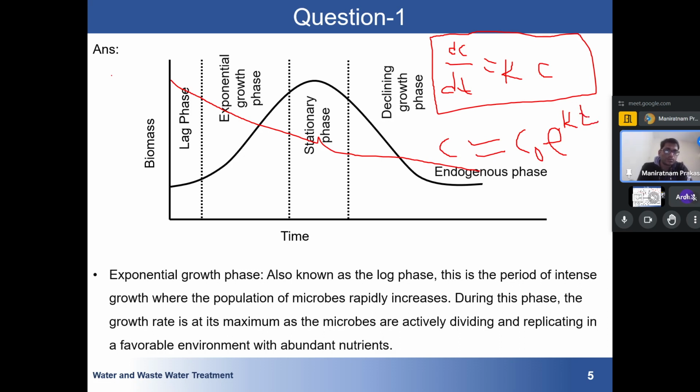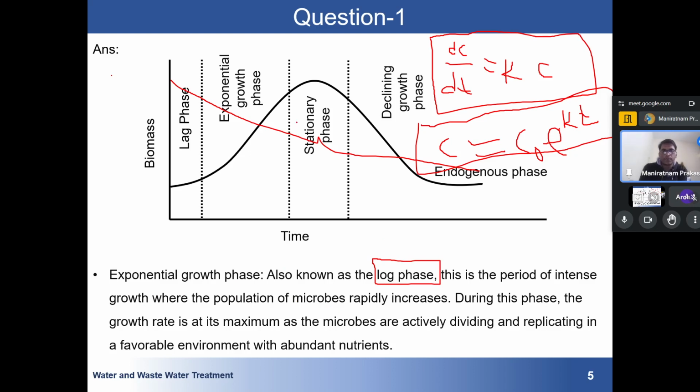Okay, this is the final equation that we can get. If you plot it by taking ln on both sides, you will get this kind of plot. That's why this is known as the log phase. Now, there can be a question about which phase is which, as both names, exponential growth phase and log phase, are used interchangeably.